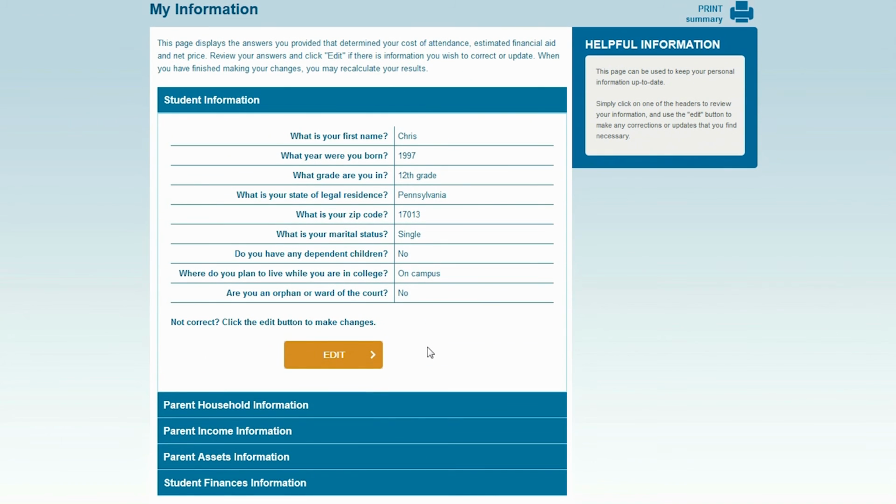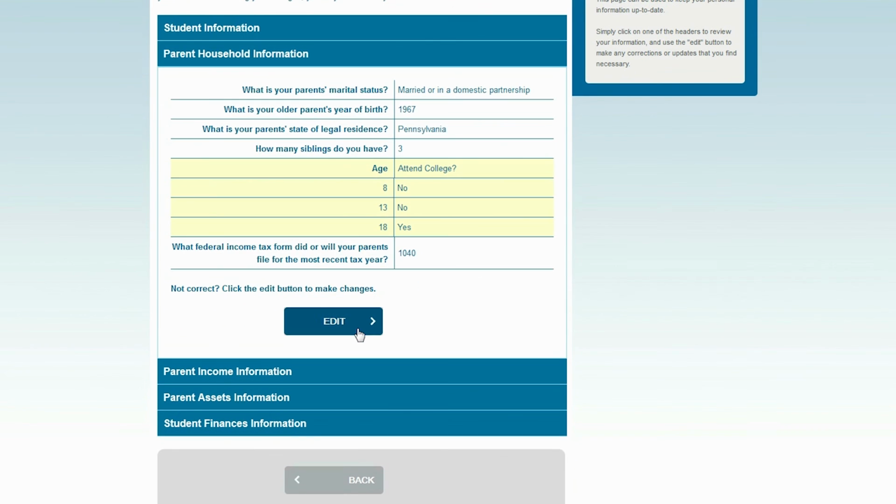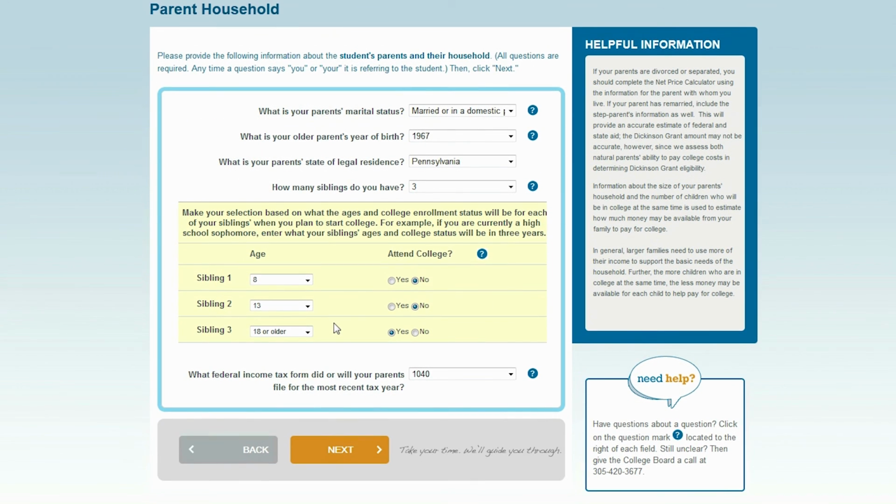And if I want to make any kind of changes, for example, the parent household information, number in college, click on edit and I can make a change. So what happens if my 13-year-old goes to college? How does that change the award? Next, go through, recalculate, look at the different scenarios, create what-if scenarios for yourself, see how the award changes.